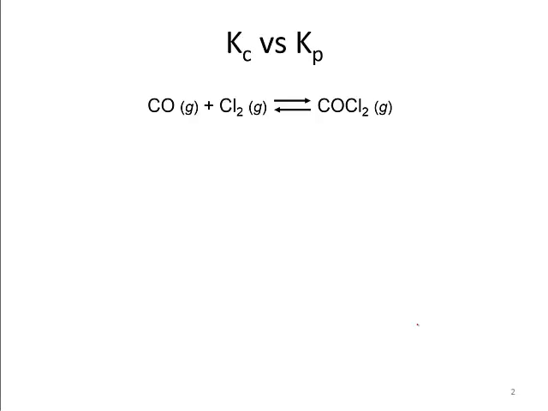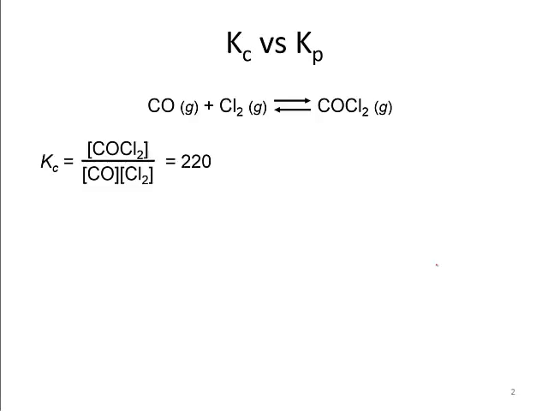We will examine the equilibrium for CO plus Cl2 goes to COCl2. This product is called phosgene and unfortunately is the first chemical agent used in warfare. It was used extensively during World War I and was very detrimental to the lungs of the soldiers who were unfortunate enough to breathe this in.